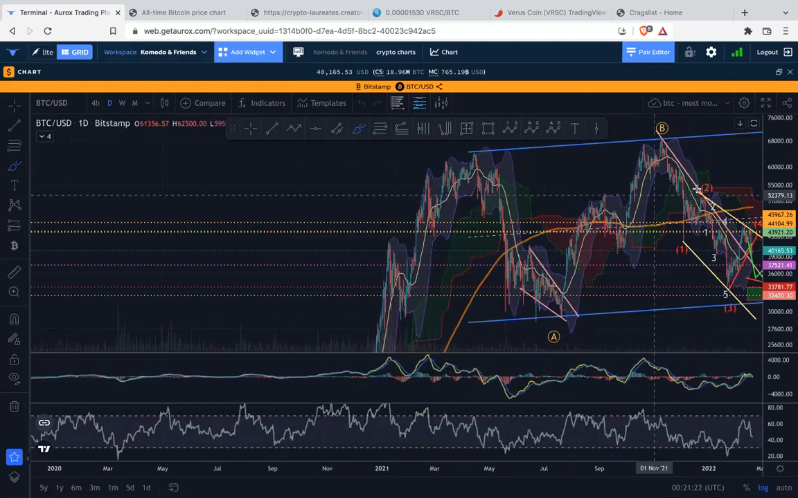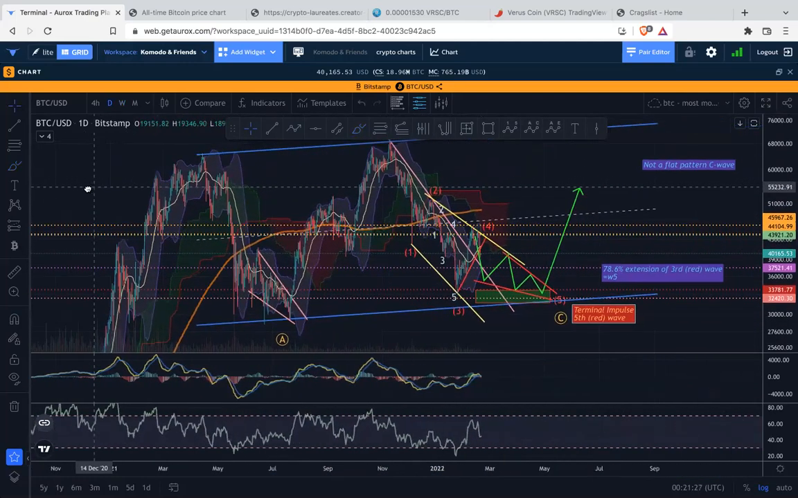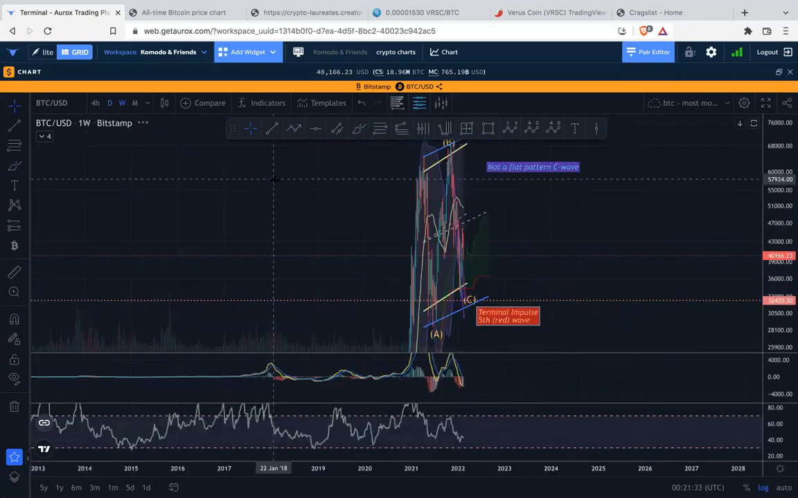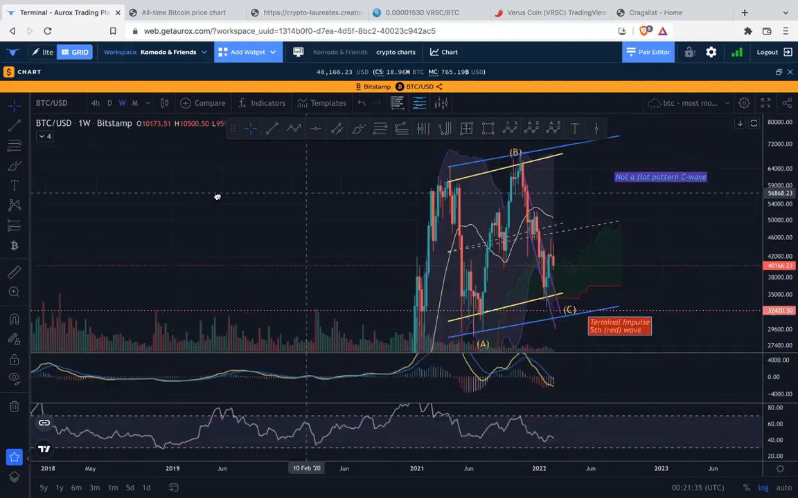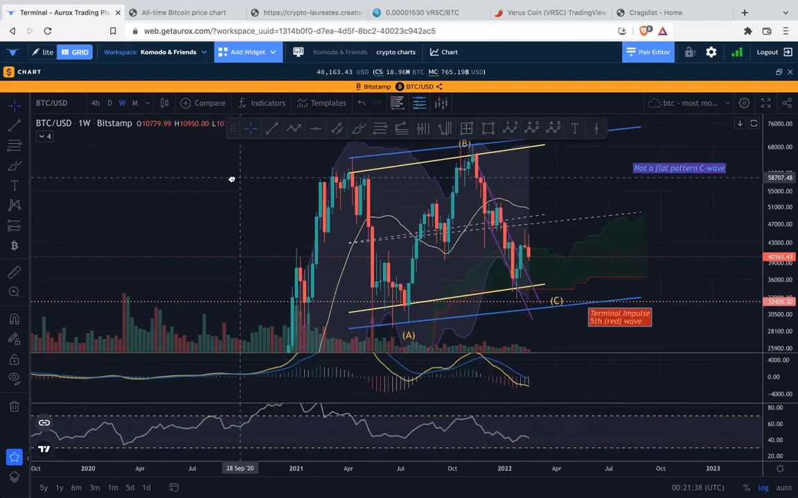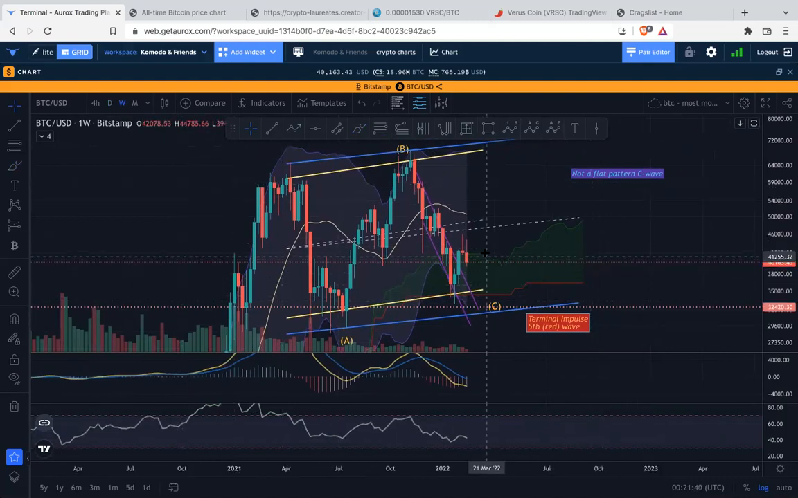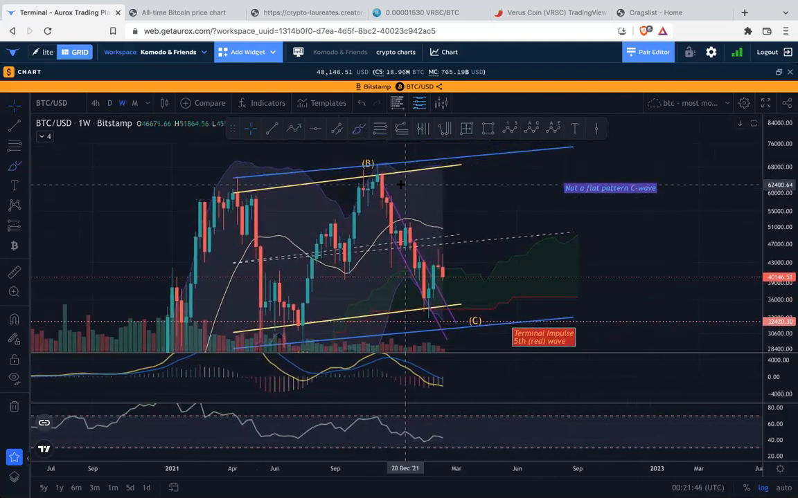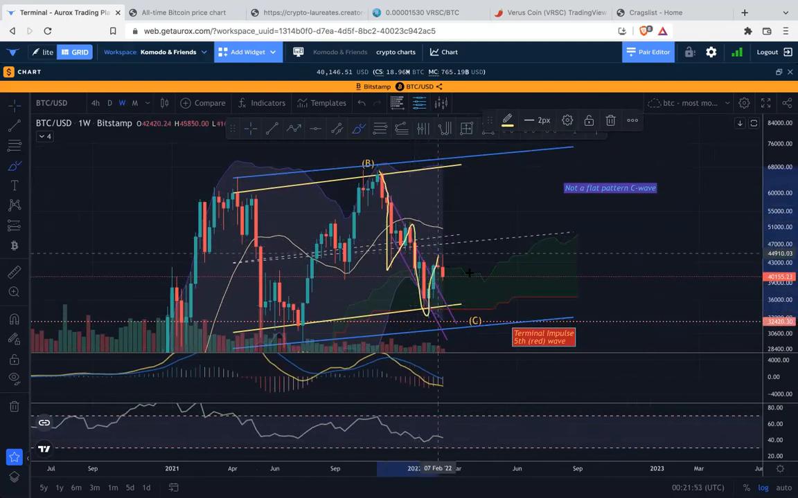Now, what's fascinating to me is how many times I do that. Okay. I want to recognize when we go to the weekly time frame, we use the candlesticks. I really want to recognize the power of this cloud here now. If you've been watching all along, you know we've been counting this as a one wave, this is a two wave, this as a three wave, and this as a four wave.